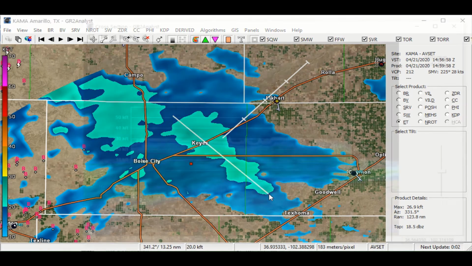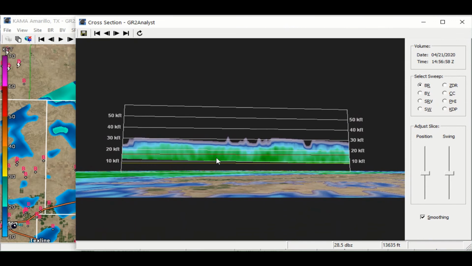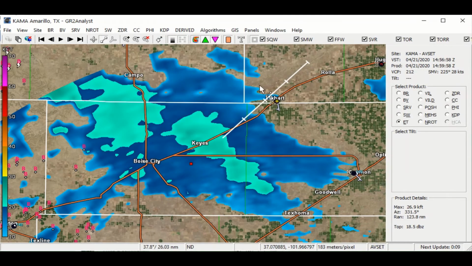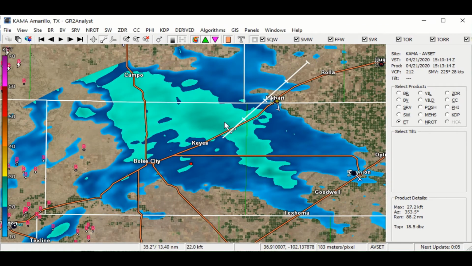Here's the 2D cross section through there, and you can see it's all pretty weak. 30 dBz or less. Our minus 10 would be up here at about, whoops, right here, about 16,000 feet. We're running in the 30 dBz range. We're getting closer. Echo top's still holding together.